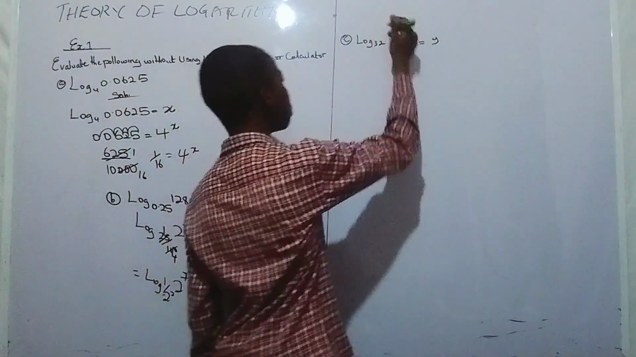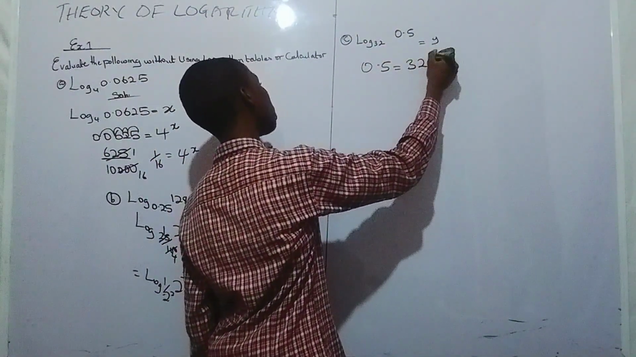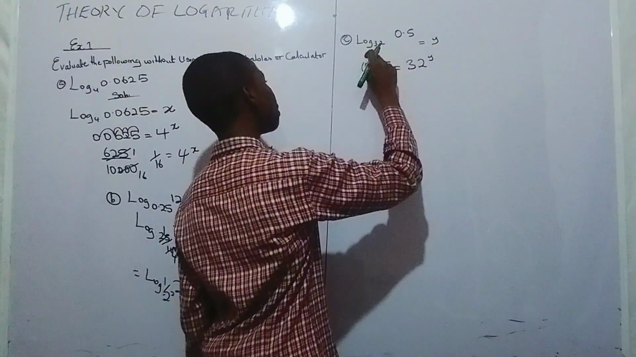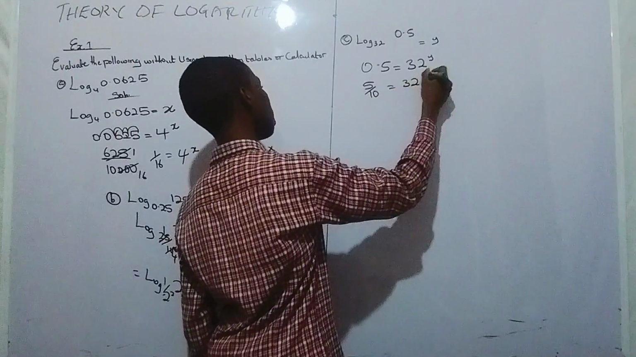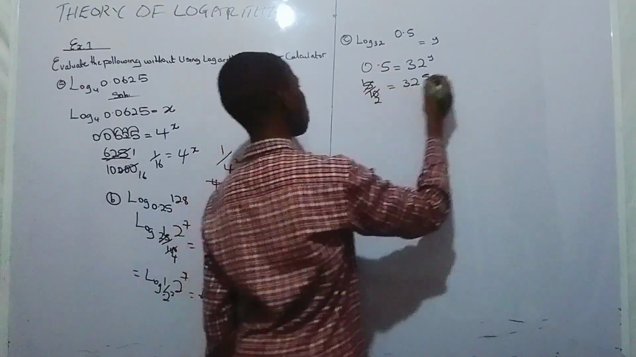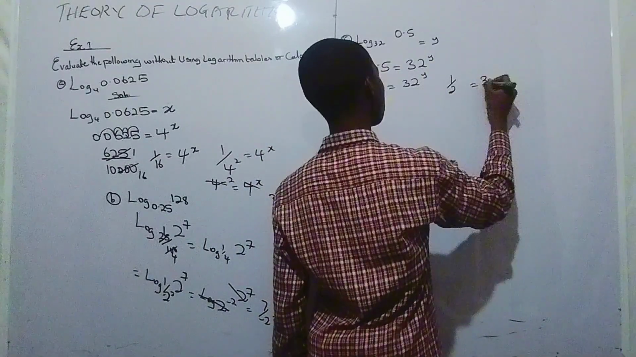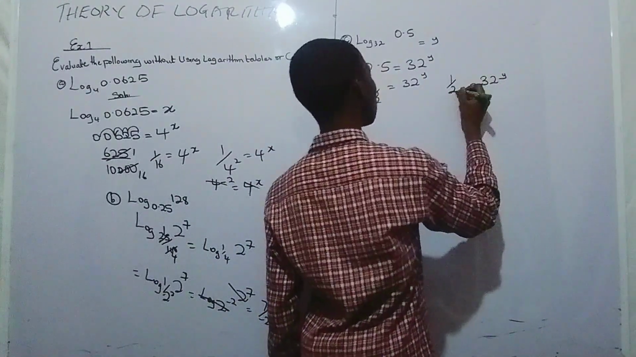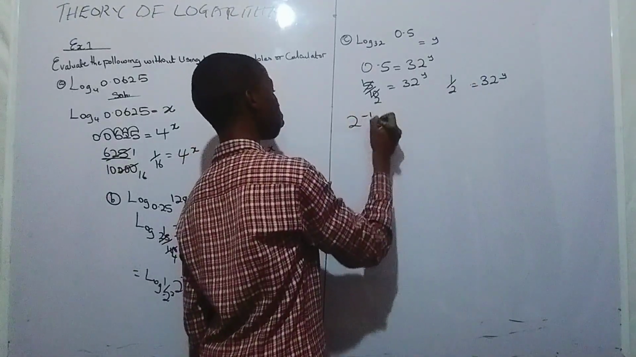So the base comes here now. So we have 0.5 is equal to 32 raised to power y. 0.5 here is 5 over 10 is equal to 32 raised to power y. 5 goes here 1, 5 goes here 2. 1 over 2 is equal to 32 raised to power y. 1 over 2, now when you change it to an index number, we have 2 raised to power minus 1.